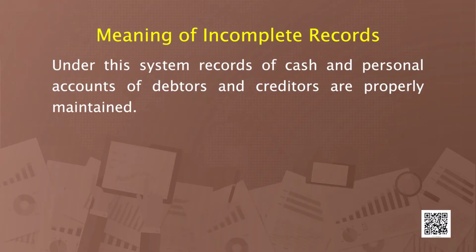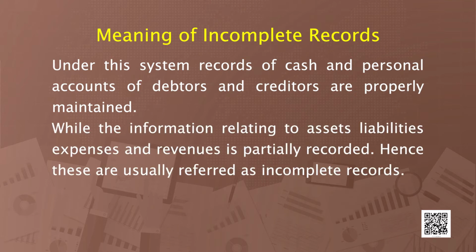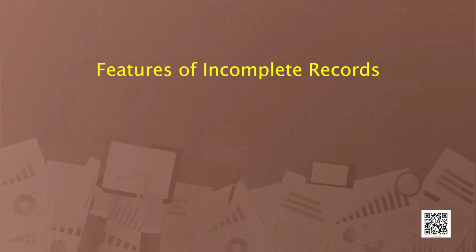For example, under this system, records of cash and personal accounts of debtors and creditors are properly maintained, while the information relating to assets, liabilities, expenses and revenues is partially recorded. Hence, these are usually referred to as incomplete records. Now, we will study features of incomplete records.